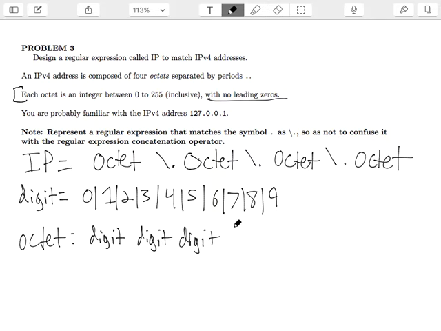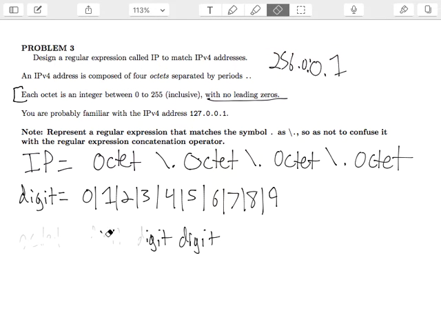Is this correct? No. So what's wrong with this? There's two things. You can have any number between 0 and 999. So we can have a number over 300 or 256, right? If we allow 256, that's wrong. This is from our description: 256.0.0.1 is not a valid IP address, and we specifically don't want to match that.